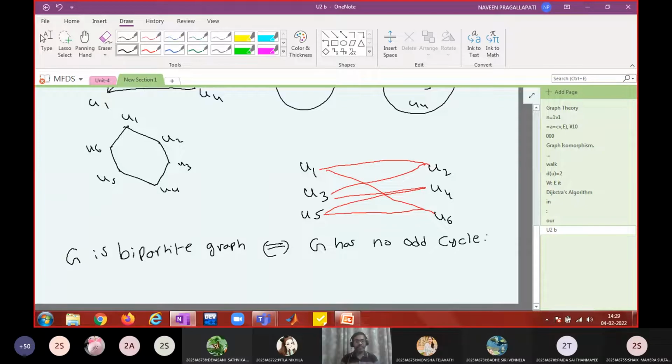Write it as a note. G is bipartite if and only if G has no odd cycle. If there is an odd cycle, G cannot be bipartite. If there is no odd cycle, that means if at all there is a cycle, it will be of even length, that means it is going to be bipartite. Okay, so you may write this as a theorem.